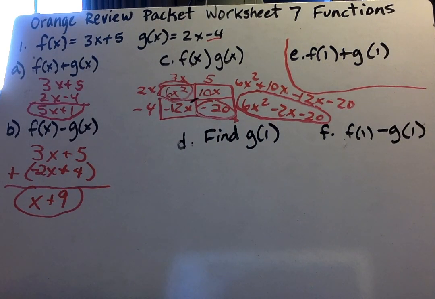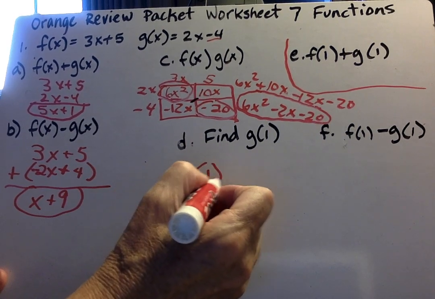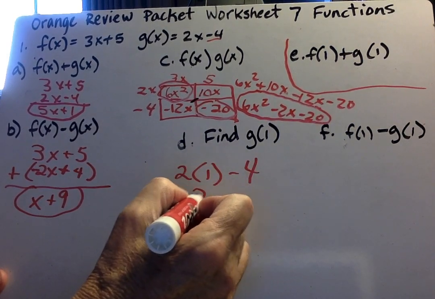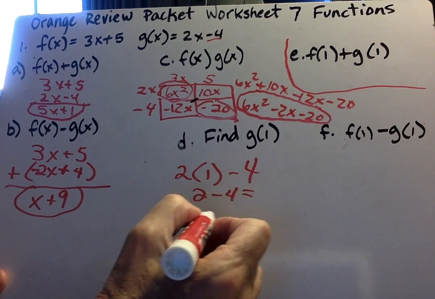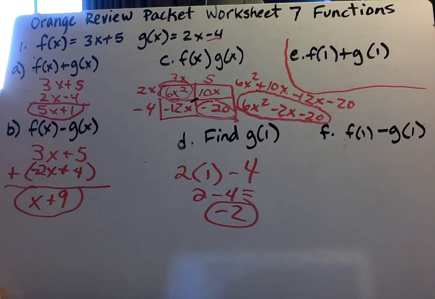Part D says find g of 1. So that means I'm going to put 1 in for x on the g function. So we go 2 times 1 minus 4 is 2 minus 4 equals negative 2. And we're done.